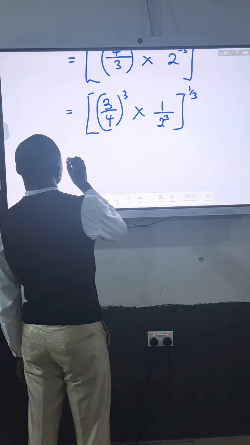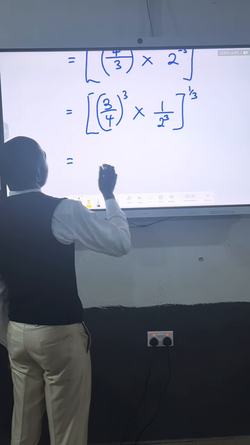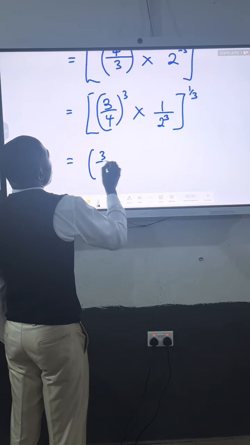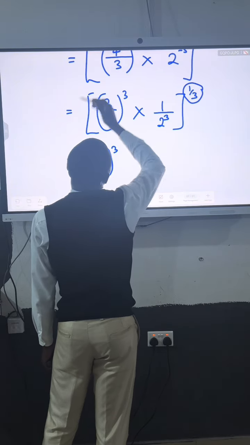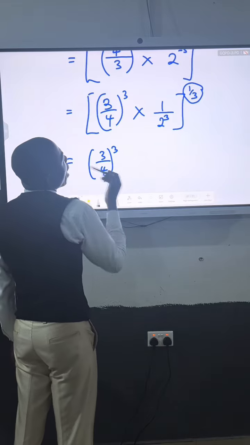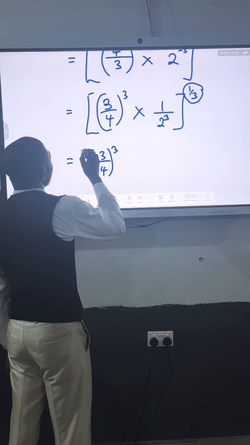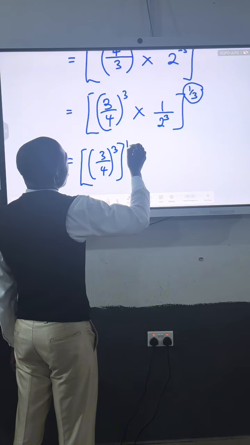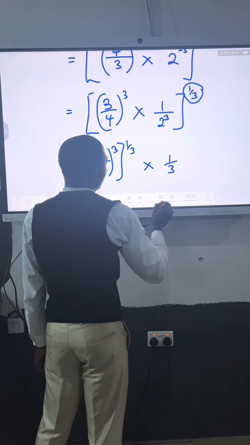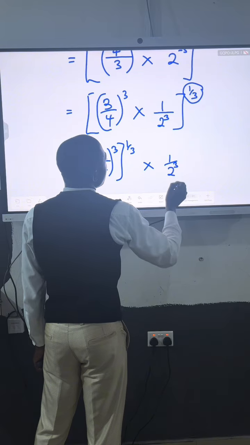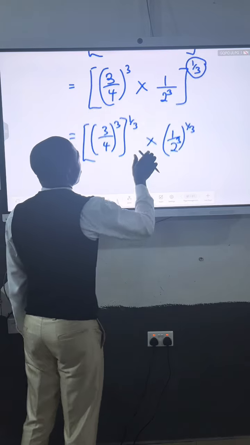So look at it. I'm going to have it like this. I'm going to say 3 over 4 to the power of 3 first. Now, this index concerns everything inside the bracket, just like that example I just brought. So all of these should be raised to power 1 over 3 first, multiplied by 1 over 2 raised to the power of 3. Now, let the index affect this one also.